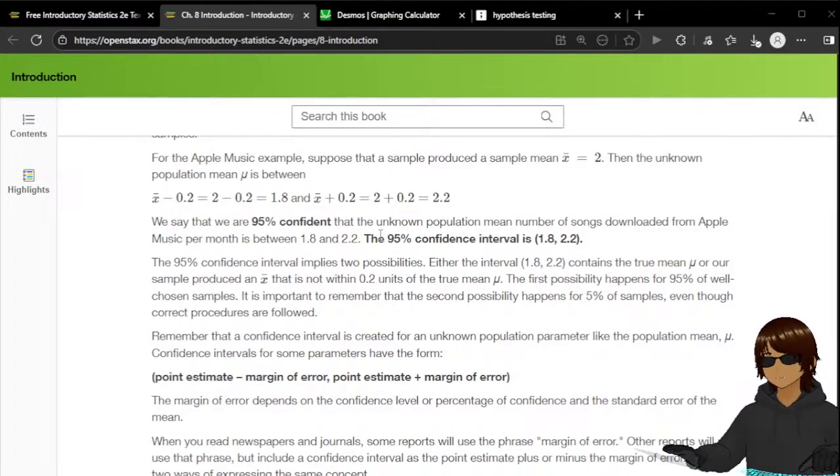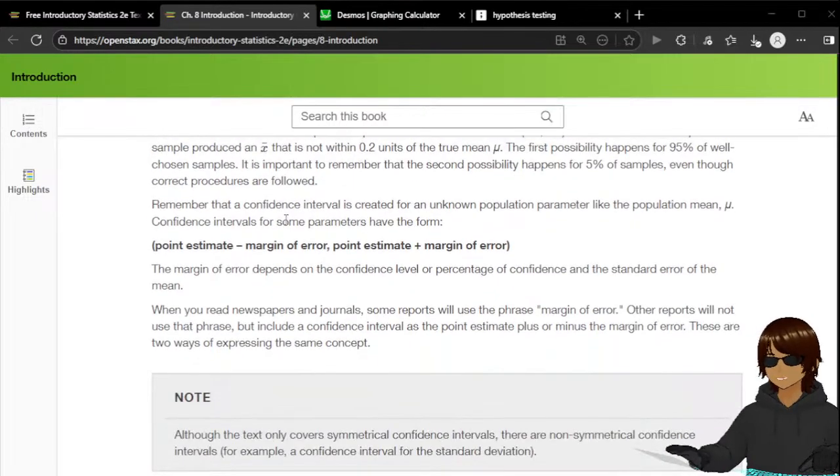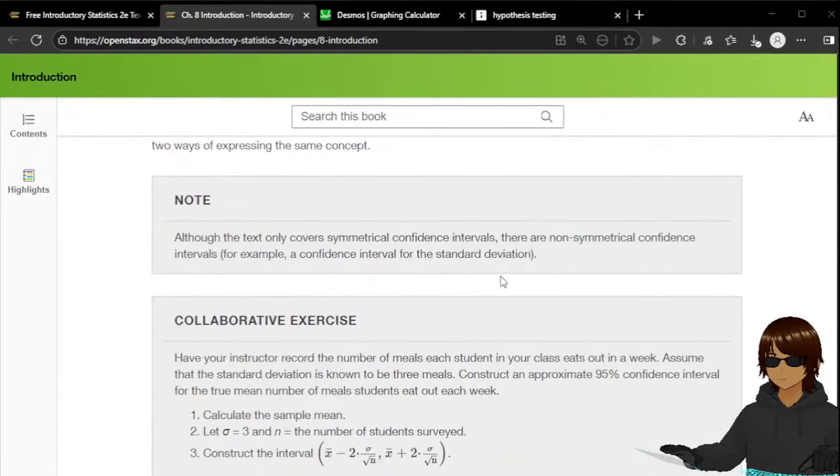Recall that a confidence interval is created for an unknown population parameter, like the population mean mu. Confidence intervals for some parameters have the form: point estimate minus margin of error, point estimate plus margin of error.